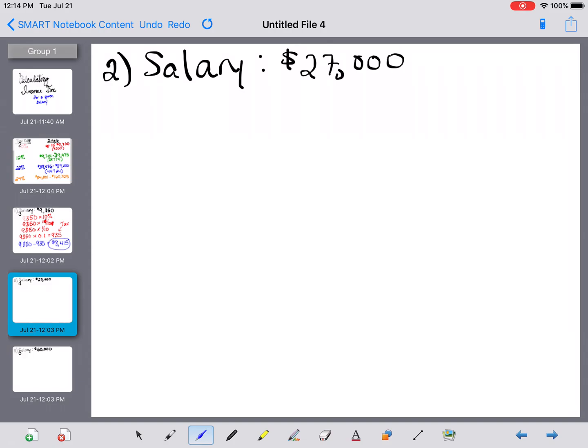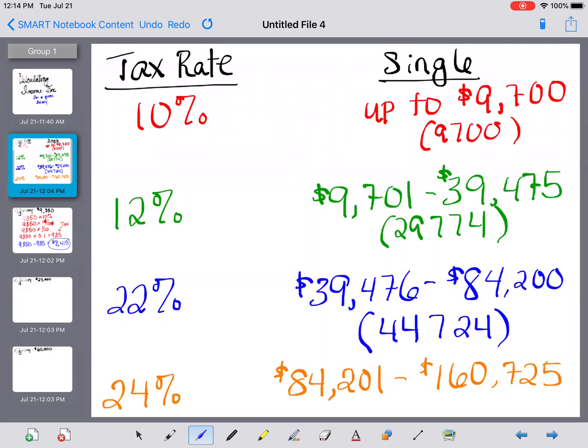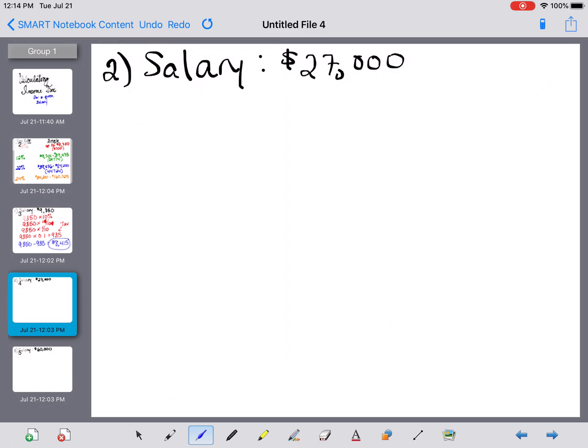So up to $27,000 is covered by our green tax rate. Our 12% tax rate goes up to $39,000. Our 10% tax goes up to $9,700. So that's maxed out. We definitely are making at least $9,700, so we're going to be paying that in taxes.